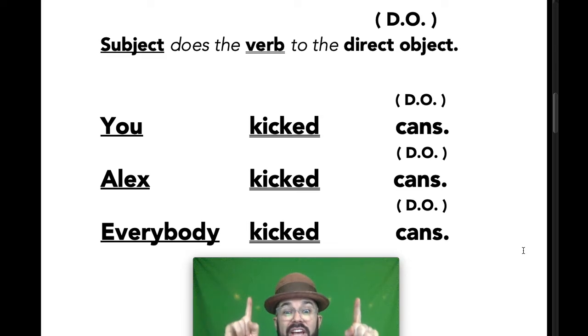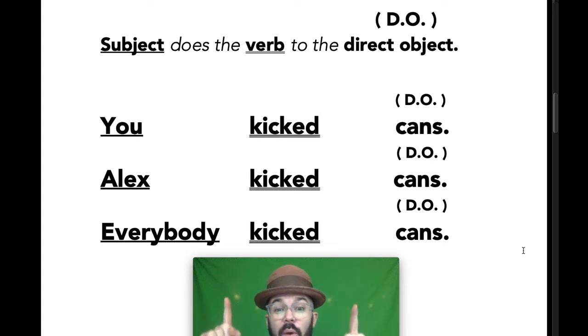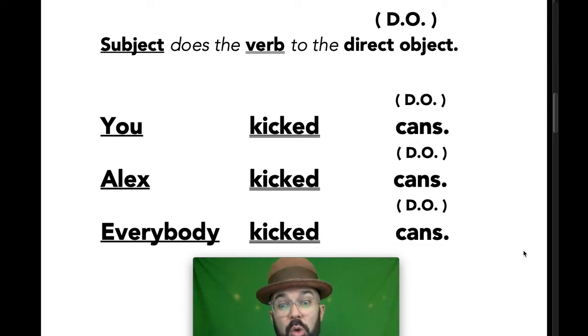Write this stuff down too. And remember, if the video goes too fast, you can always pause it. But essentially, a subject does a verb. We know this. But sometimes, if the verb is transitive, the subject does the verb to the direct object. In other words, the direct object receives the action of that verb.